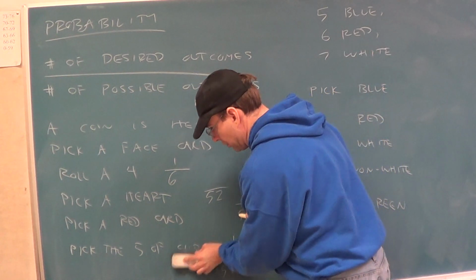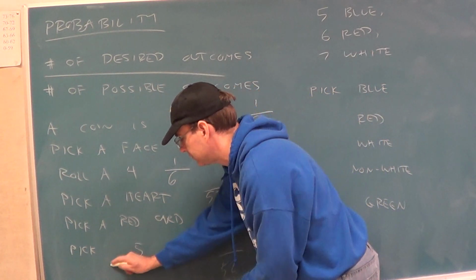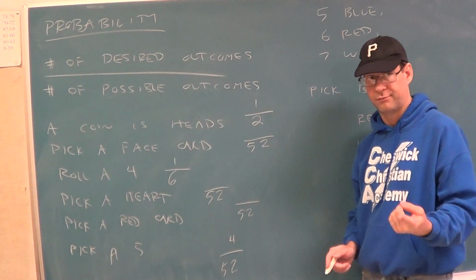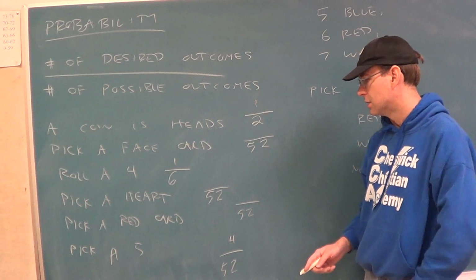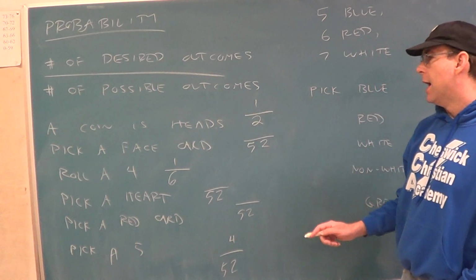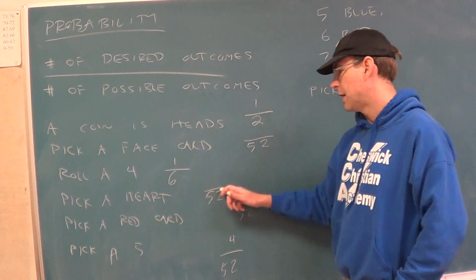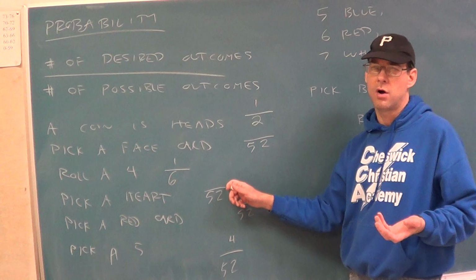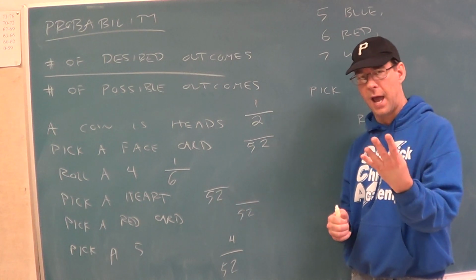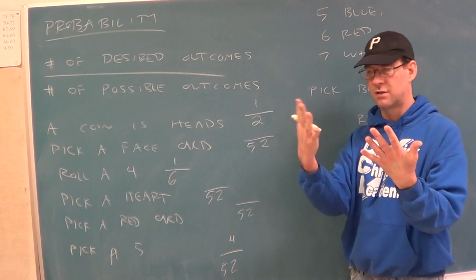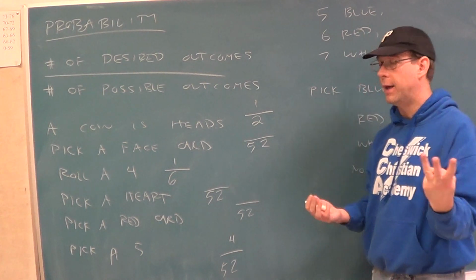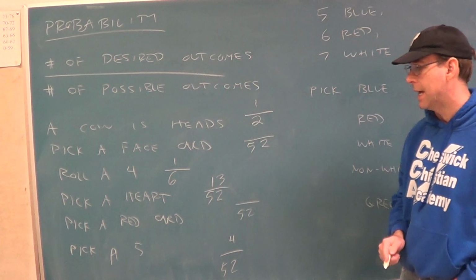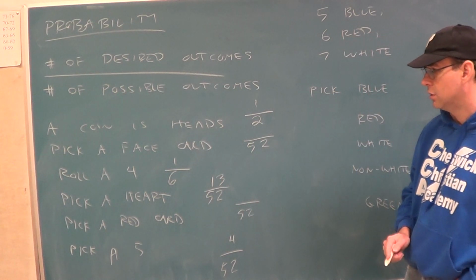If I had asked you to pick a 5, now we'd have 4 choices out of 52, because there's the 4 cards I just described a second ago. If I told you to pick a heart, okay, the hearts are one of the suits, or what they're called in the deck of cards. So the hearts, there's an ace, a king, a queen, a jack, 10, 9, 8, 7, 6, 5, 4, 3, 2. There's no 1s in decks of cards. That's usually what the aces are. There's 13 different hearts in that deck. So 13 out of 52 could be your hearts.